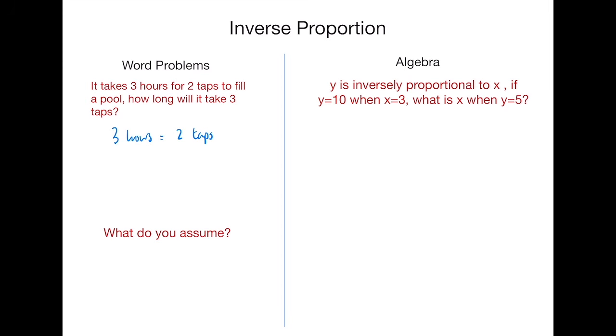Now, first of all, just like before, we need to work out how long it will take 1 tap to fill up this pool. A lot of people would divide the answer by 2, because we've divided by 2 here. But realistically, if it takes 2 taps 3 hours, is it going to take 1 tap 1.5 hours? No. So with inverse proportion, we actually want to multiply on the other side, because it's going to take twice as long if we've got half the taps. So therefore, if we've got 3 taps, we're going to be multiplying by 3 on this side, and so we're going to be dividing by 3 on that side, and our answer is going to be 2 hours.